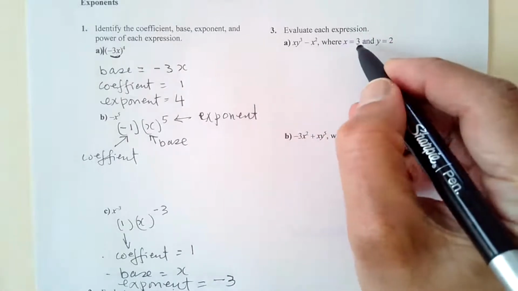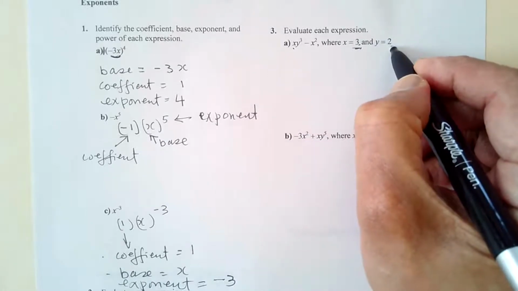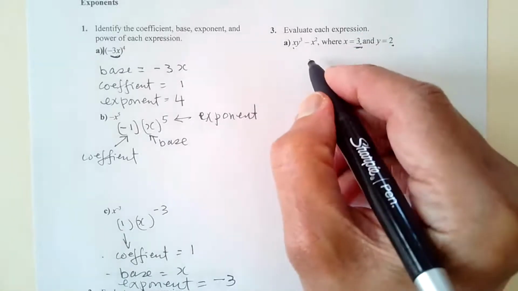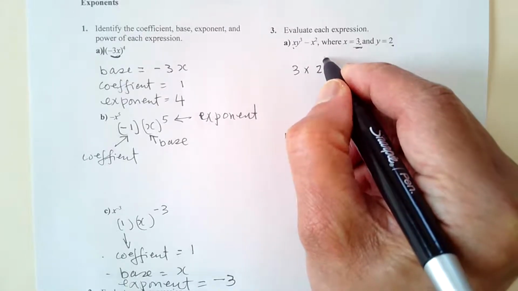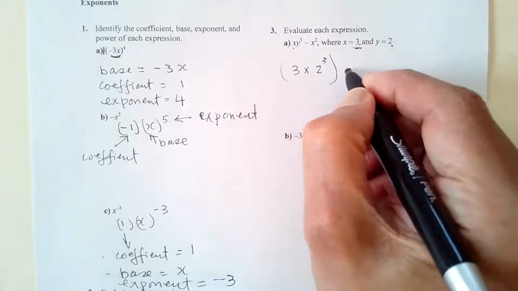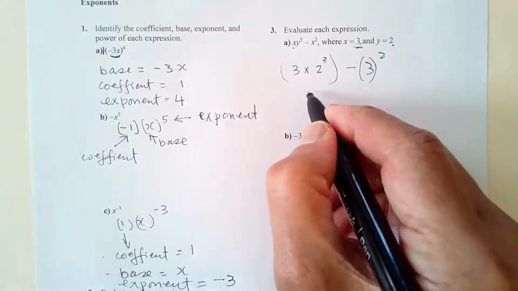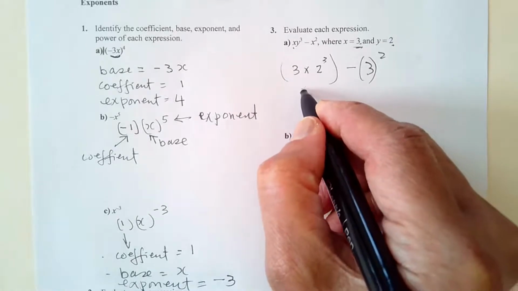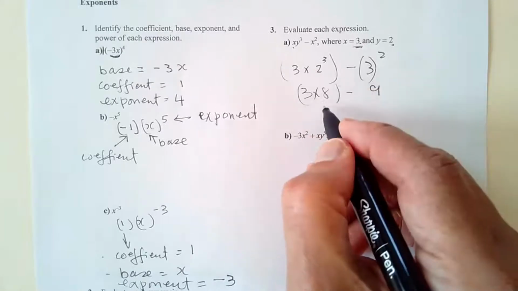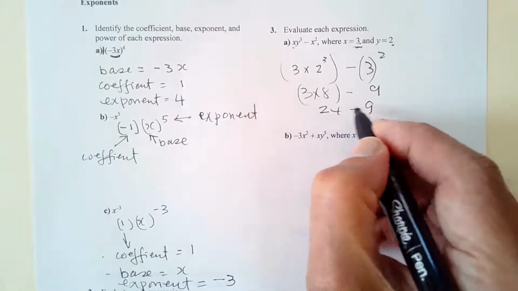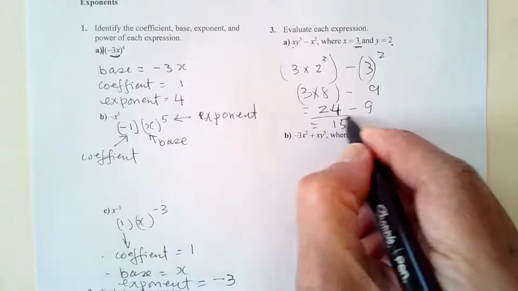Evaluate each expression. We substitute 3 for x and 2 for y into each. So it's roughly 3 times 2 to the power 3 minus 3 to the power 2. 3 times 8 minus 9, 24 minus 9 gives me 15.